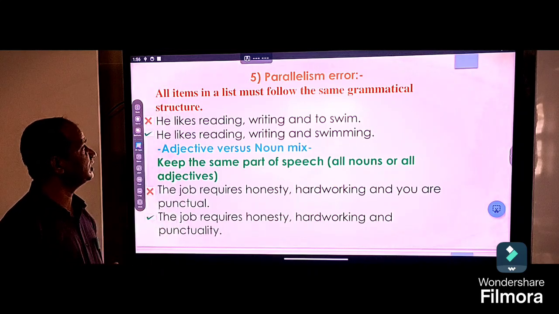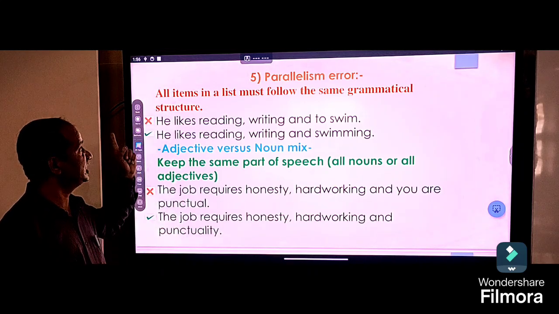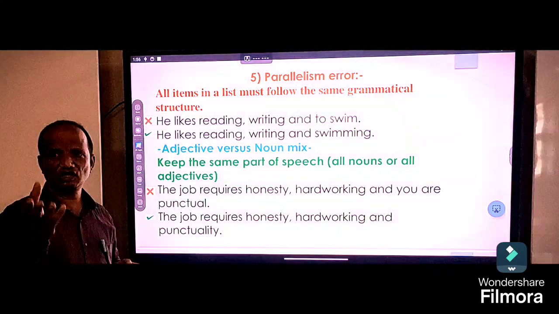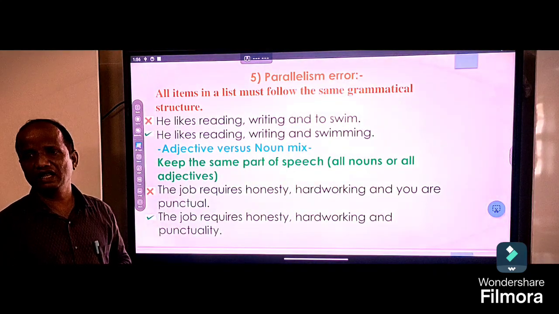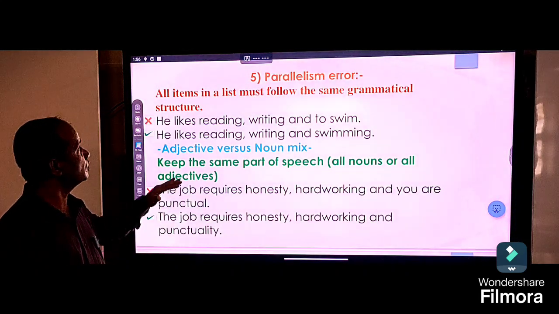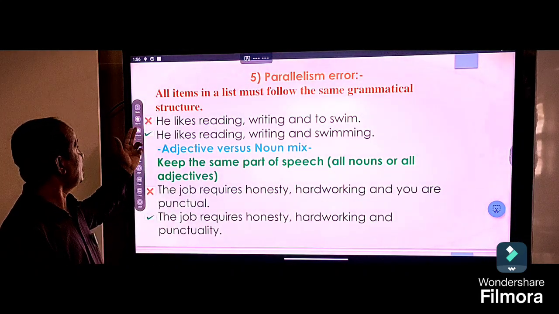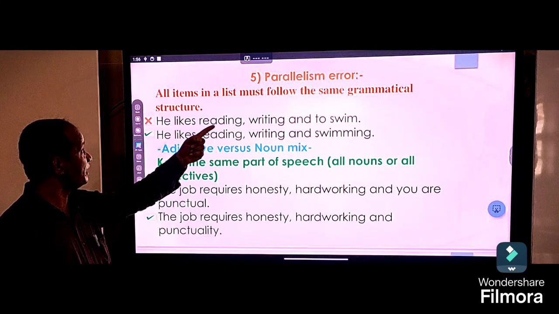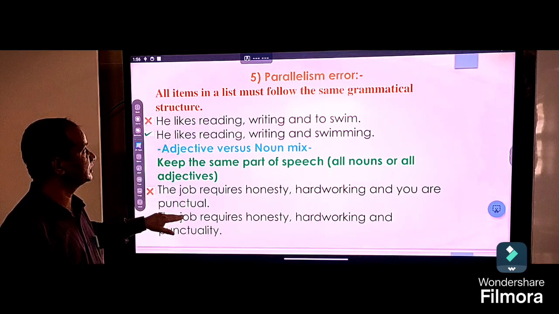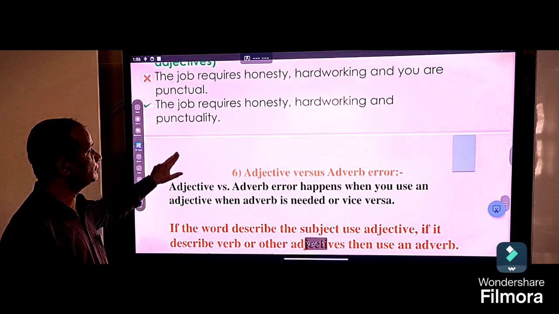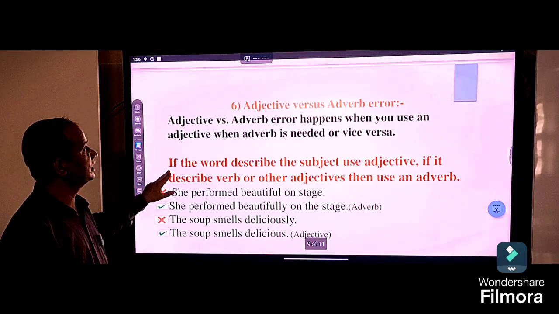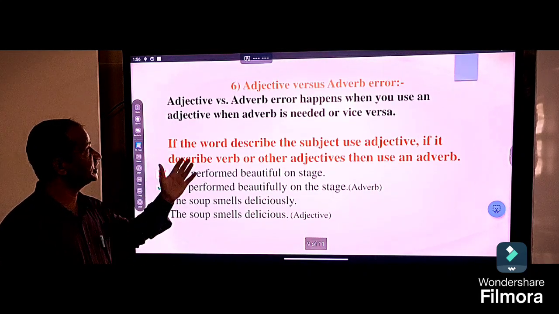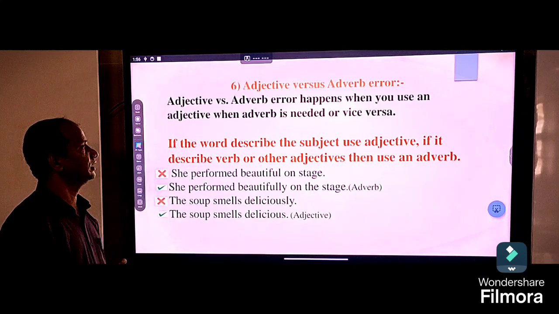So a parallelism error occurs when the items in a sentence do not follow the same grammatical structure. To avoid this error, we have to use all items in a list in the same grammatical structure. After it, we are turning towards the next error in sentences, that is adjective versus adverb error.